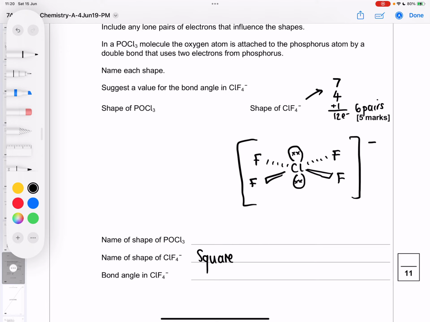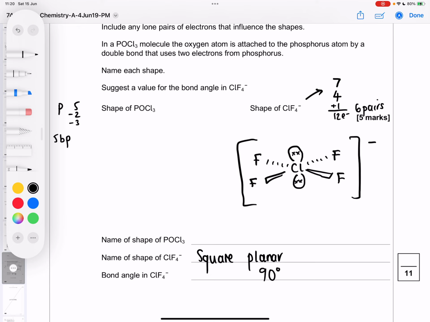Now if we consider the POCl3, it's a little bit trickier because the phosphorus is in group 5. It's using 2 electrons to make a double bond to oxygen and 3 electrons to make 3 separate single bonds to each chlorine. So it's a bit harder, you can't really add it up in the same way. So you could almost subtract. I'm using 2 electrons for the double bond and then 1 for each of the chlorines. So there are no lone pairs. So there are 5 bond pairs, but no lone pairs.